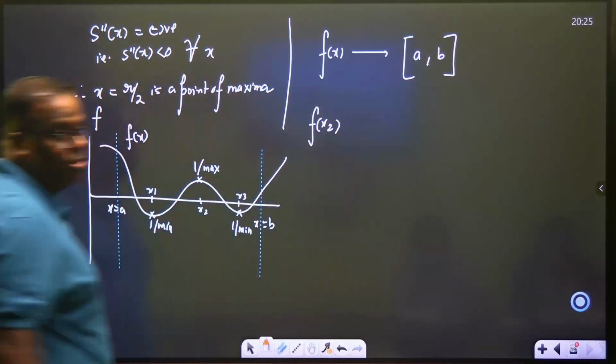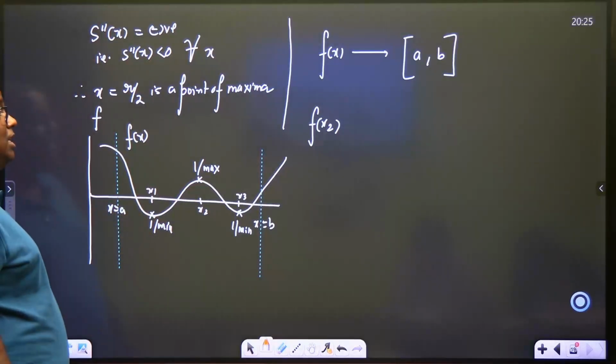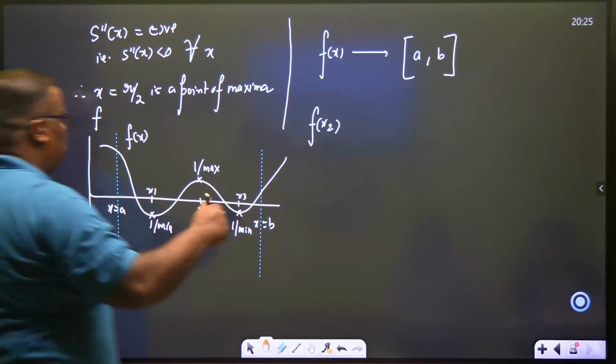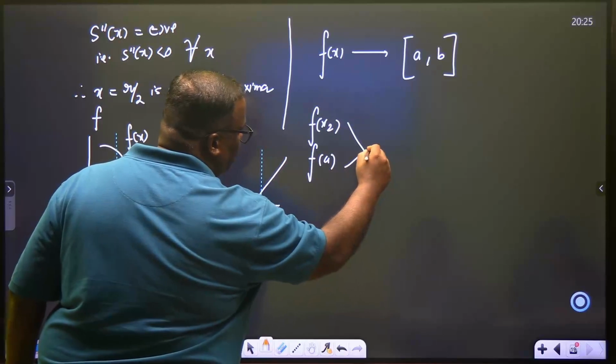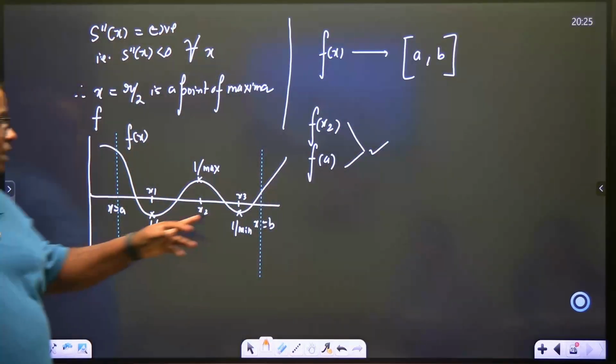Earlier, when you used to do the problem, because x2 is a point of maxima, but the intervals are also included. Therefore, you should also check f of A and then analyze both and then take your decision. So right now, what did we find?